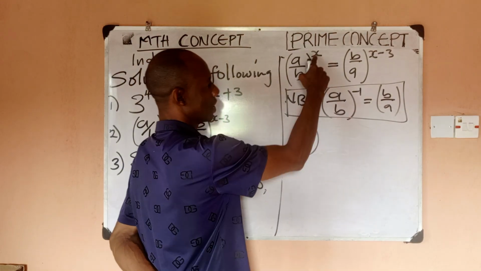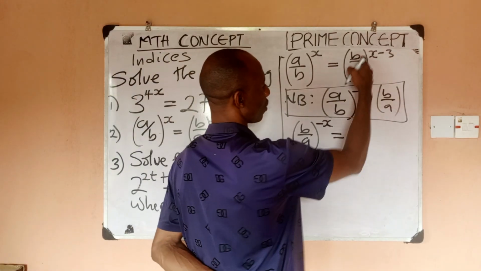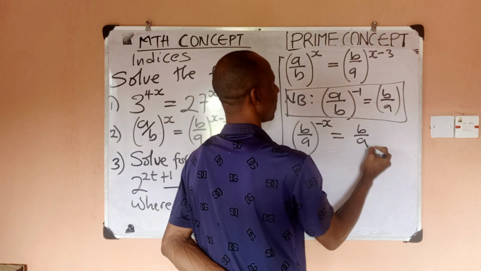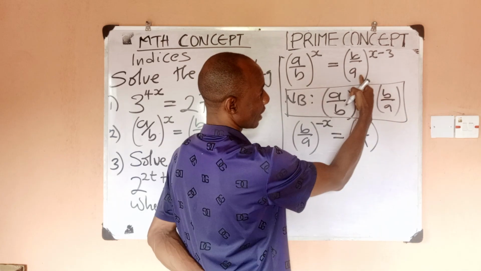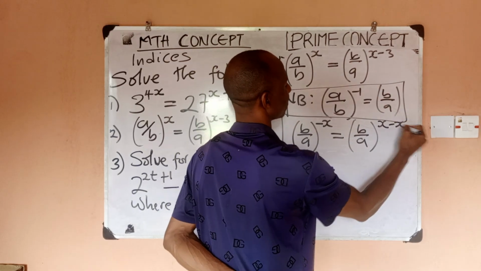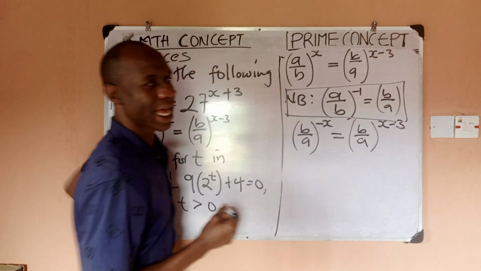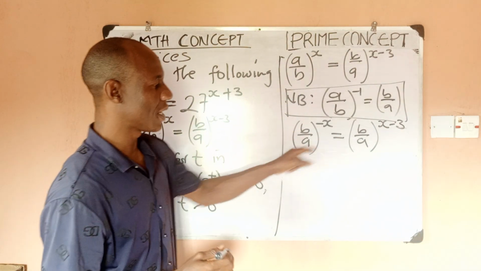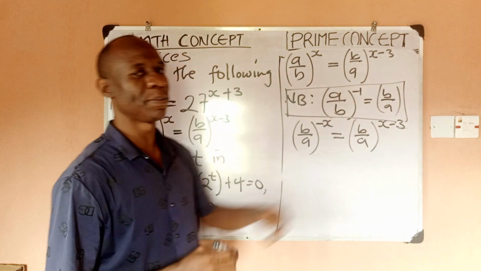Then what do I add to this power? I would add negative x, right? Then this is equal to what now? B over a. Then what do I have? I didn't change this, so it remains b over a. So I still retain my x minus 3. Now, since I have a common base, which is b over a, what it simply means is that I can equate my powers.